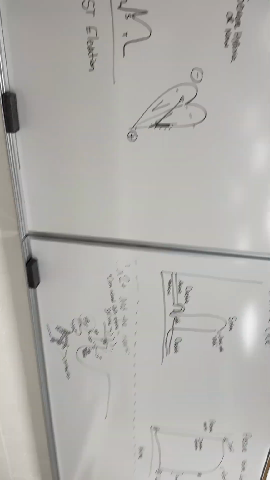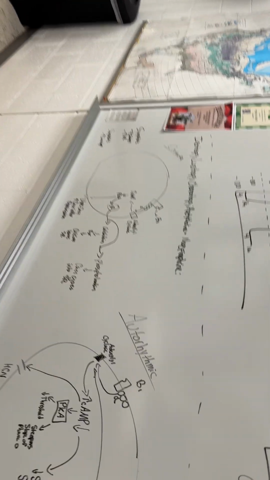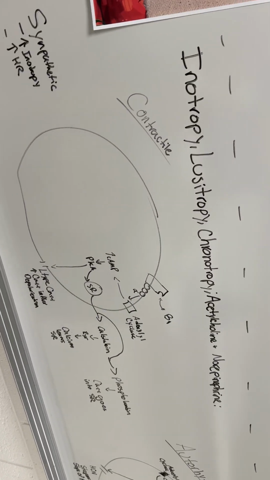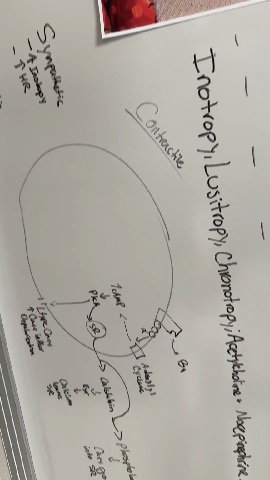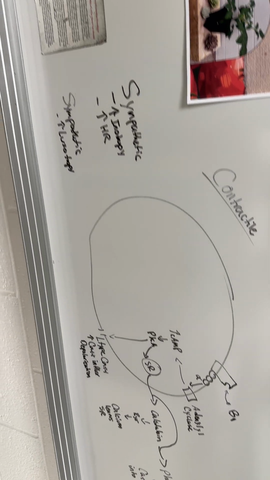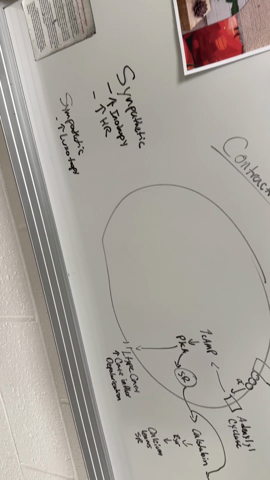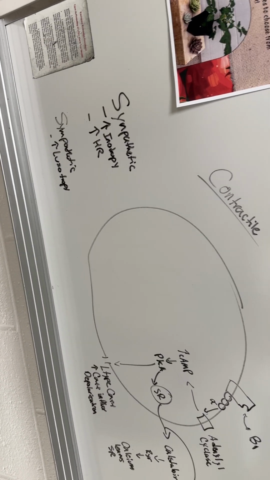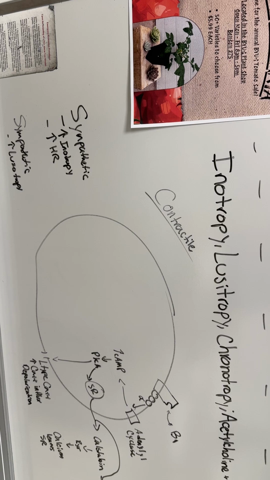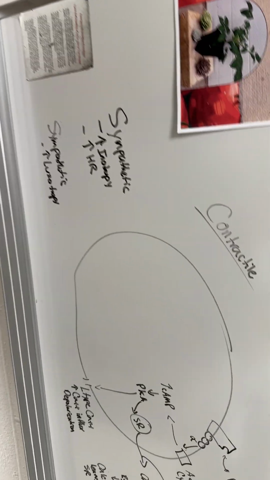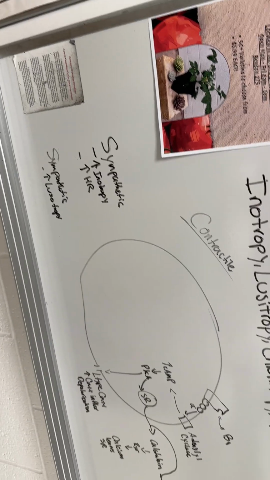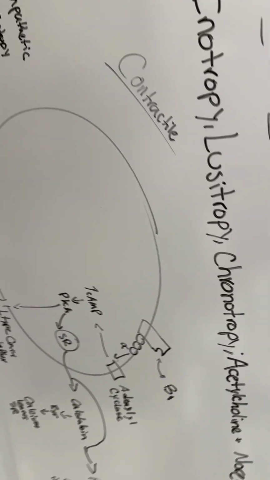Alrighty, so now let's go over inotropy, lusitropy, chronotropy, and how the sympathetic and parasympathetic nervous systems affect the different contractile and autorhythmic cells. So in our contractile cells, the sympathetic nervous system is going to increase inotropy, which is the force of contraction of the heart, and we're also going to increase the heart rate. And our sympathetic nervous system is going to increase lusitropy, which is the speed of relaxation.